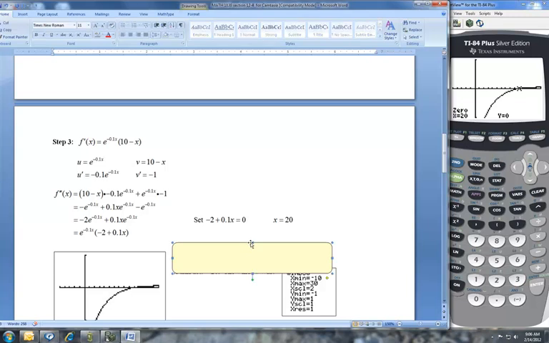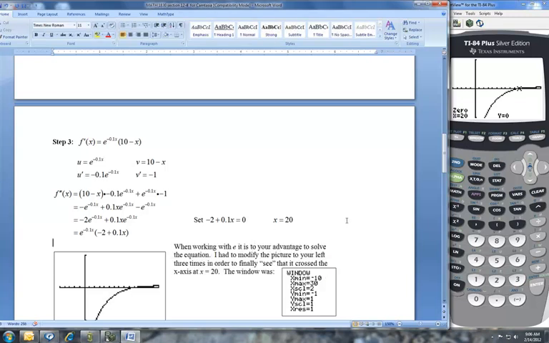So let me see what my note is. When working with e, it's to your advantage to solve the equation. I had to modify the picture to your left 3 times in order to finally see that it crossed the x-axis at x equals 20, and this is the window, which is what I had up here. So with e's, I definitely think it's a whole lot easier to factor out and solve whatever you have left in parentheses, set it equal to 0.